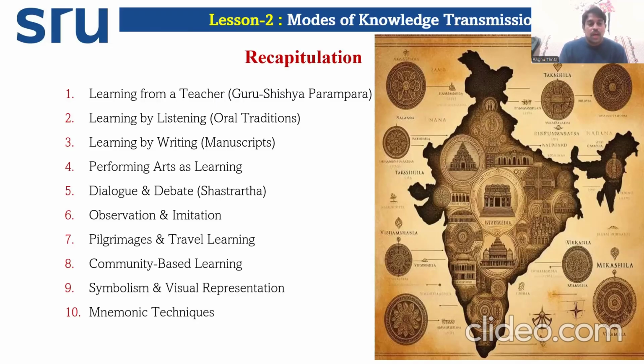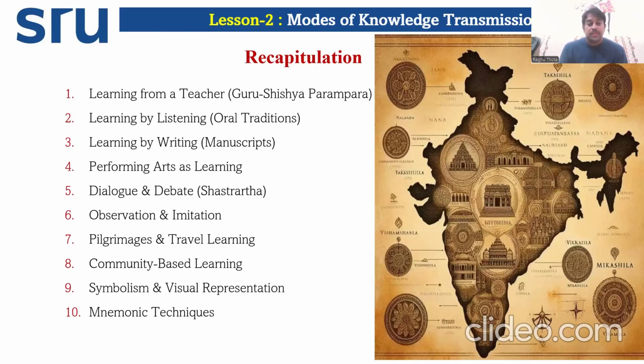And the sixth one is observation and imitation. One of the best examples is the story of Ekalavya. Dronacharya refused to take him as a student because he did not belong to the king's community. But he did not want to give up. By observing Dronacharya's teachings from a far distance, he learned archery and became an expert in it. It was possible through observation and imitation, and he became an expert. That is one of the ways in ancient times to learn something from gurus.